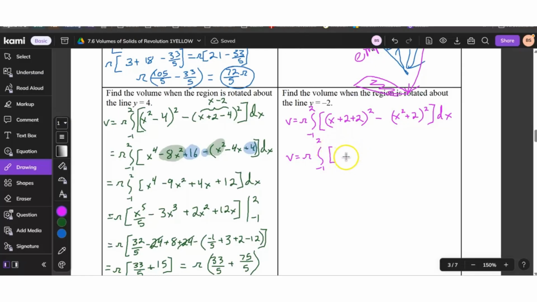And we're just simplifying. So that's really x plus 4, which is a perfect square, so the x squared plus 8x plus 16.